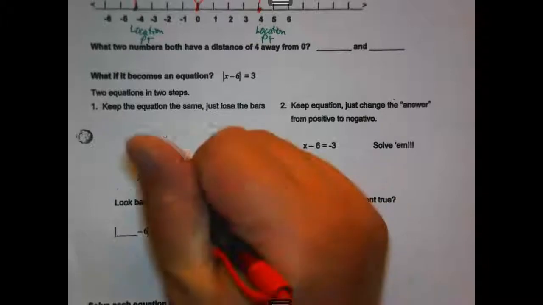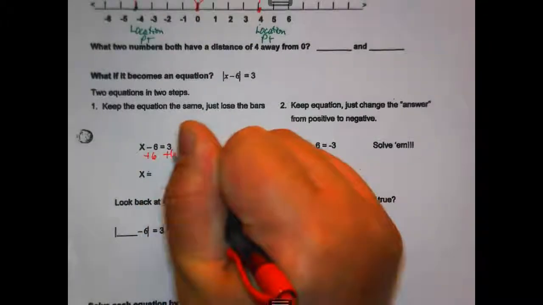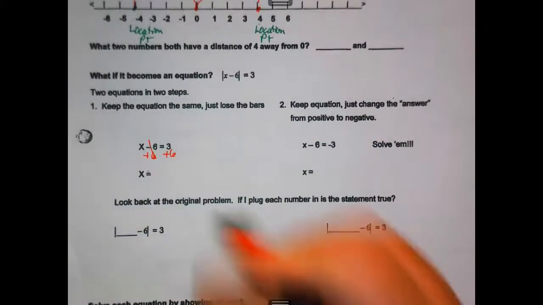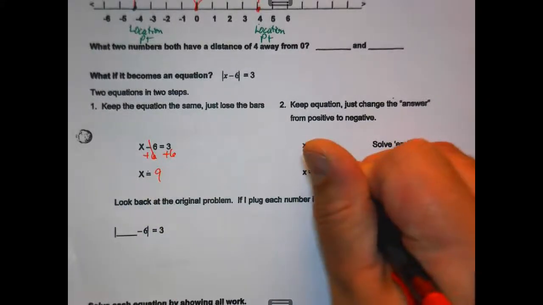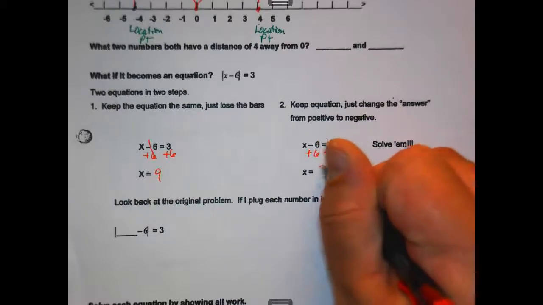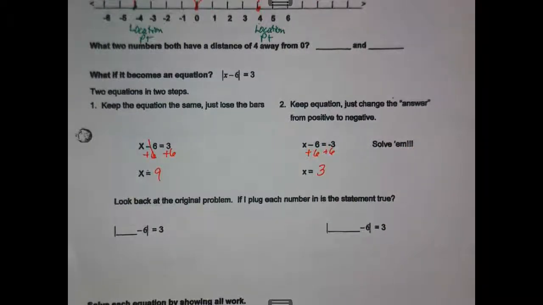Okay, then we add 6 to both sides. And we get x equals 9 or x equals positive 3. Okay. Now, we have to be careful on some of these.